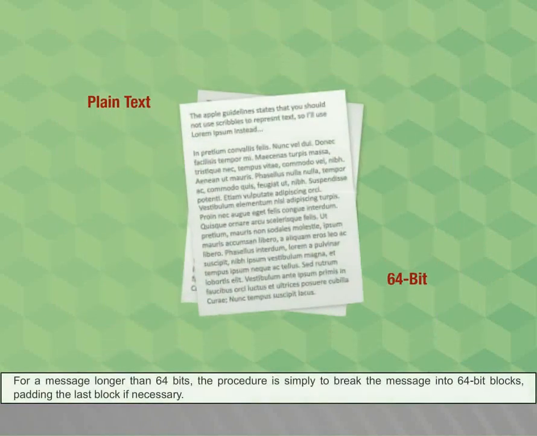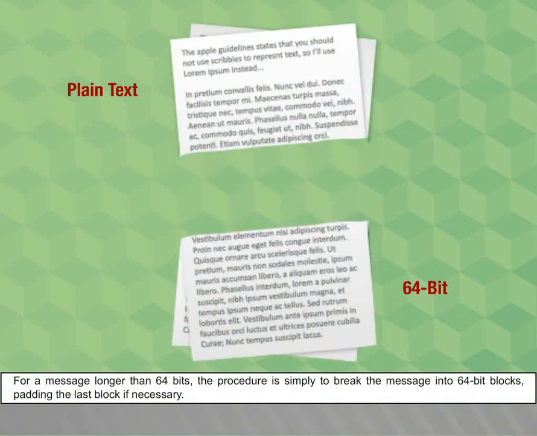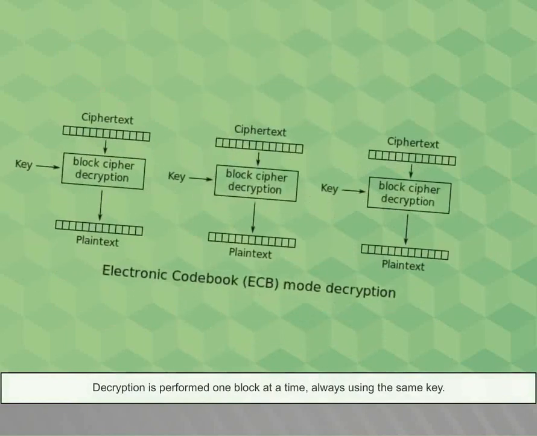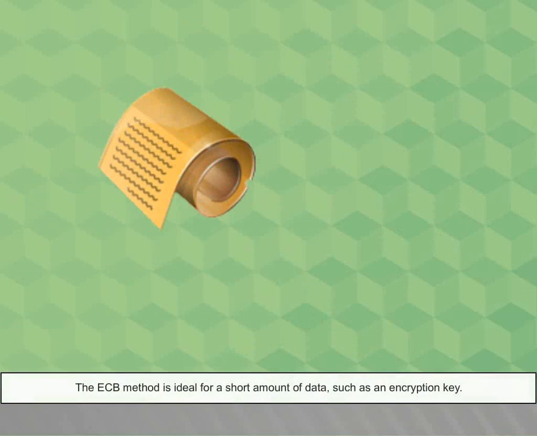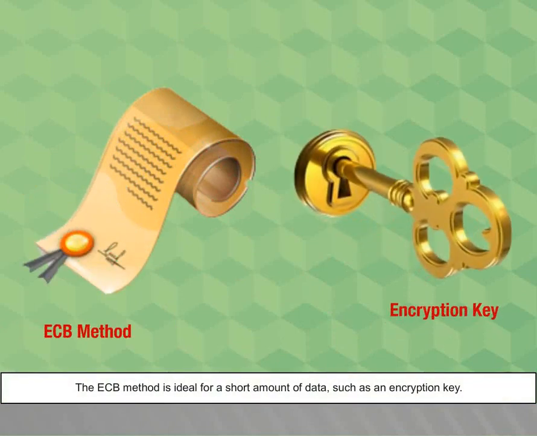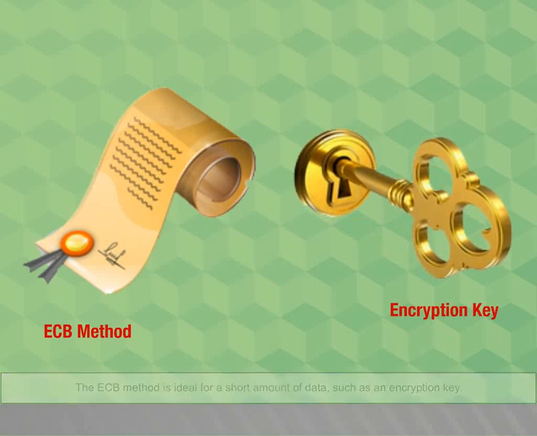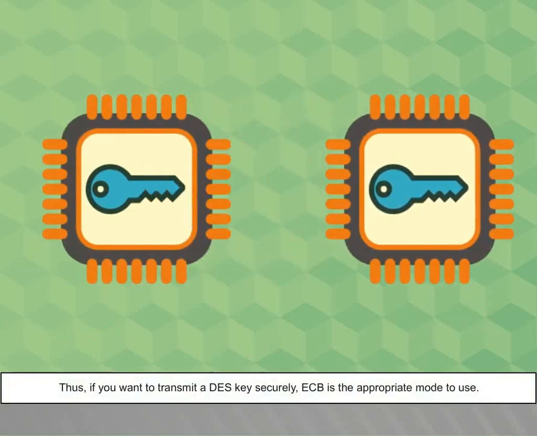For a message longer than 64 bits, the procedure is simply to break the message into 64-bit blocks, padding the last block if necessary. Decryption is performed one block at a time, always using the same key. The ECB method is ideal for a short amount of data, such as an encryption key. Thus, if you want to transmit a DES key securely, ECB is the appropriate mode to use.